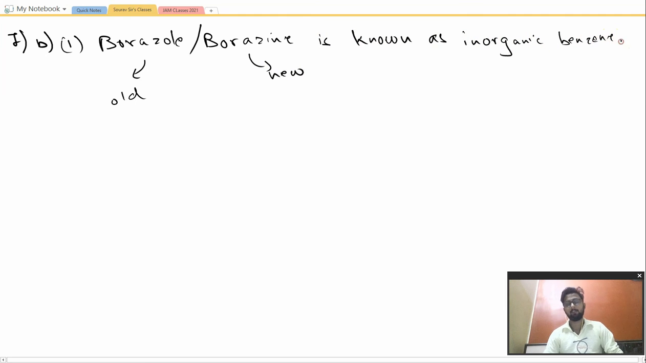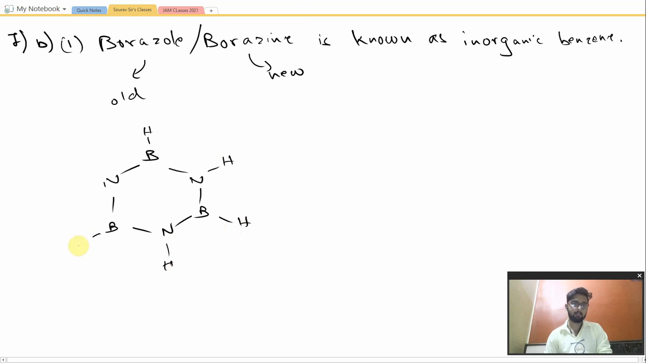Let me just draw the structure for you, and then I'll be explaining. Please note down the thing that I am pointing out. So we have N, B, N, N, B, and we have H over here, H, H, H, H, and H. The lone pair of N is donated here, this lone pair of N is donated here, and this lone pair of N is donated here. So this structure is known as borazine, or borazole. This is known as inorganic benzene basically because of many factors.